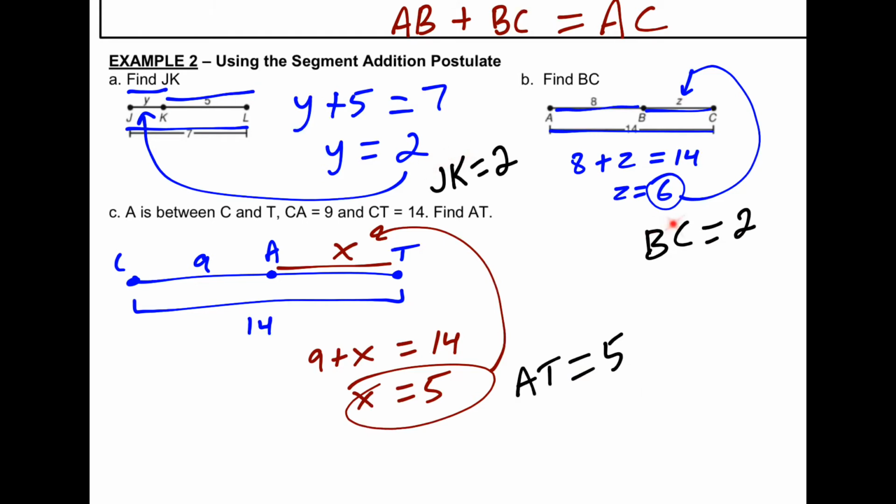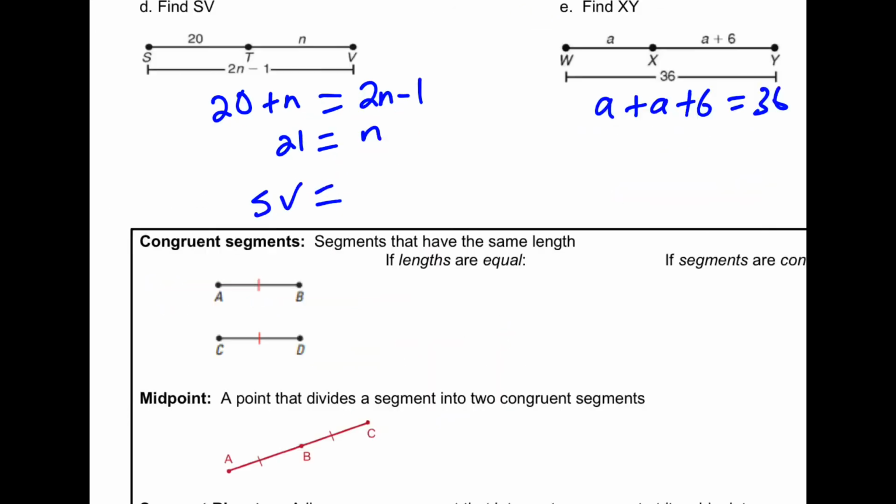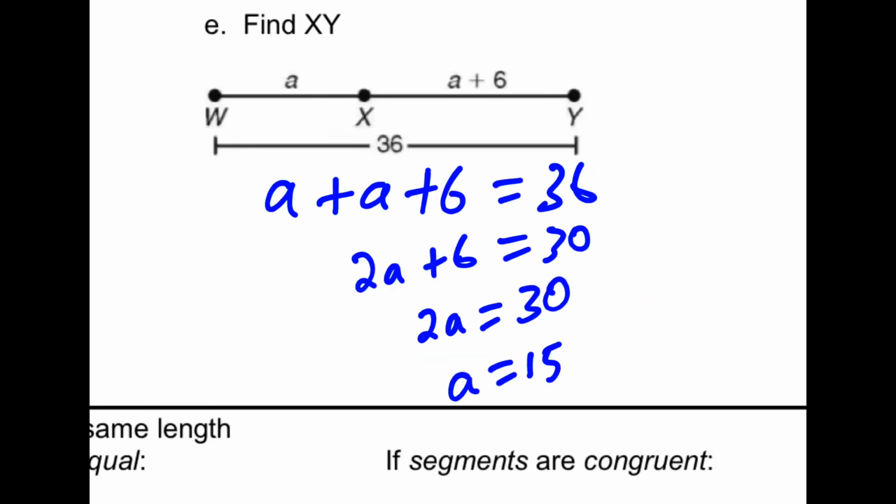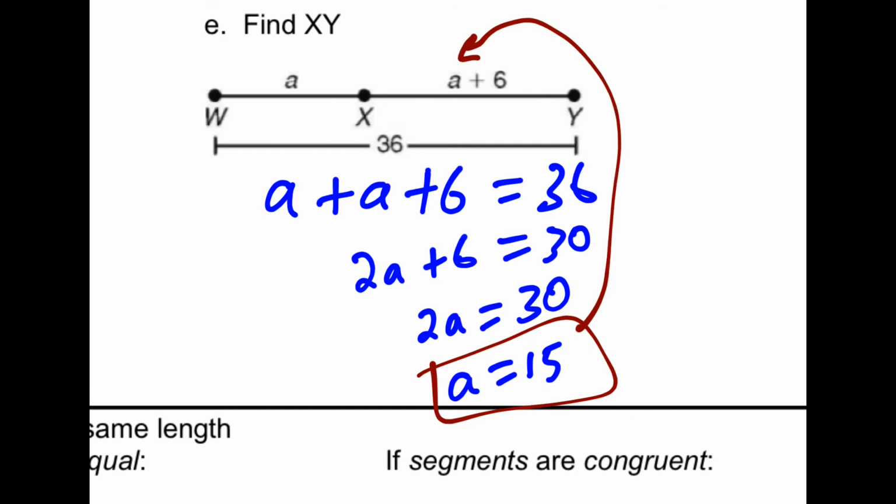Notice we don't have the line above to indicate these are segments, because we're saying the distance, or the length, is equal to this value. Pay close attention that when you solve for the variable, like n here, that's not always going to be your final answer. They want to know what the distance SV is, so that's going to be 2n minus 1. So if you plug that in, 21 times 2, 42, minus 1, 41. Similar in E, we find that a is 15, so we can plug that in here to figure out what XY is. And XY is going to be equal to 21, 15 plus 6.